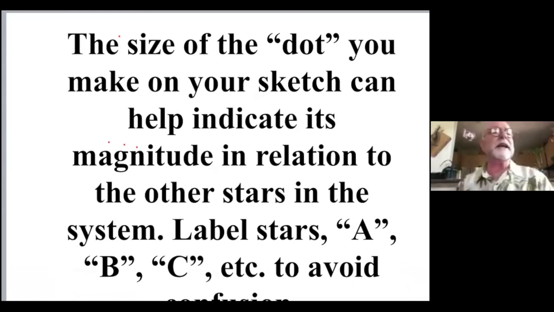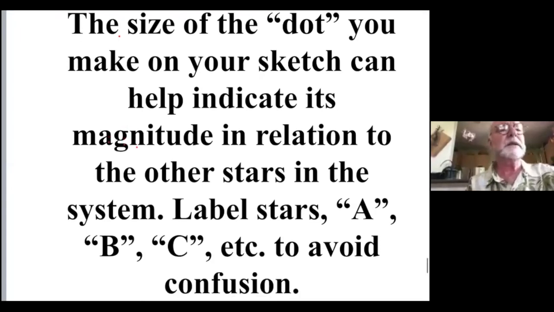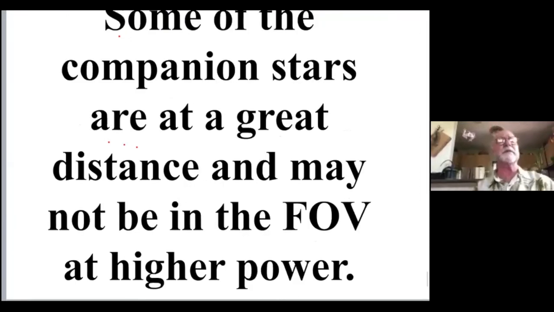The size of the dot you make on your sketch can help indicate its magnitude in relation to other star systems. Label the stars A, B, C, etc. to avoid confusion. And some of the companion stars are a great distance away from the primary, and may not be in the field of view at higher power.